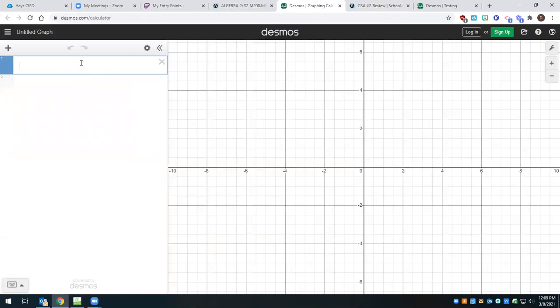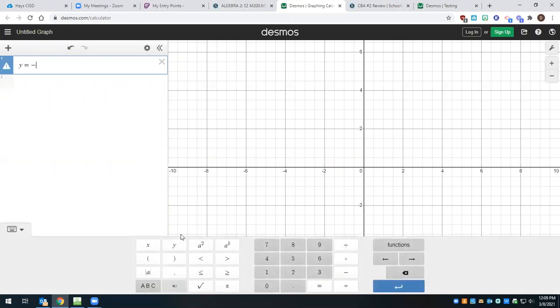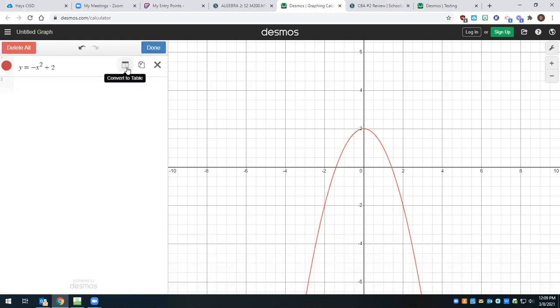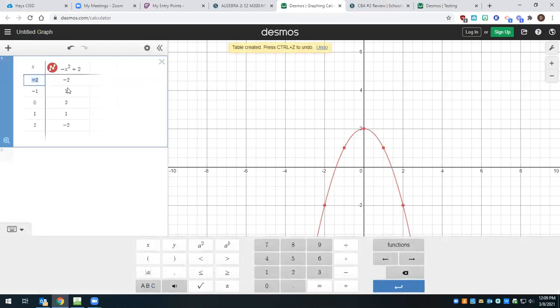So if you click over to Desmos and type in y equals negative, and don't forget, you can use this key or your keyboard x for x squared, and then plus 2. Whenever you do this to get the table, you can click on the gear and that converts it to a table. And then it will give you some of these points.